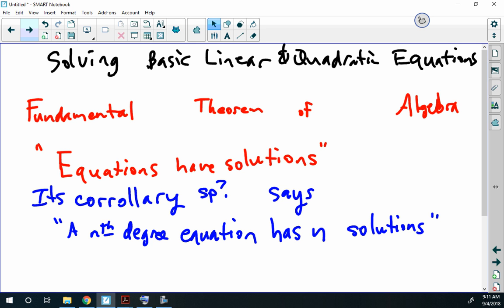Now my advanced class, my Algebra 2A class, took a quiz on the first day of school. They were asked to solve an equation, and not a single one of them got it right. And that was a pretty easy equation to solve. So we're going to look at that, keeping in mind what the corollary to the fundamental theorem of algebra says. It says an nth degree equation has n solutions.